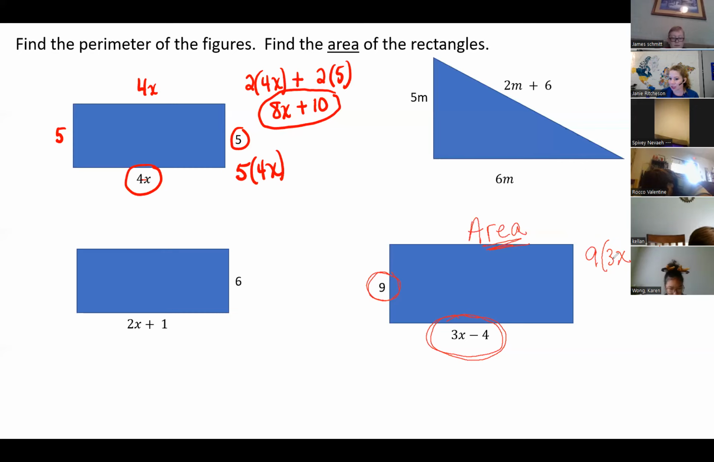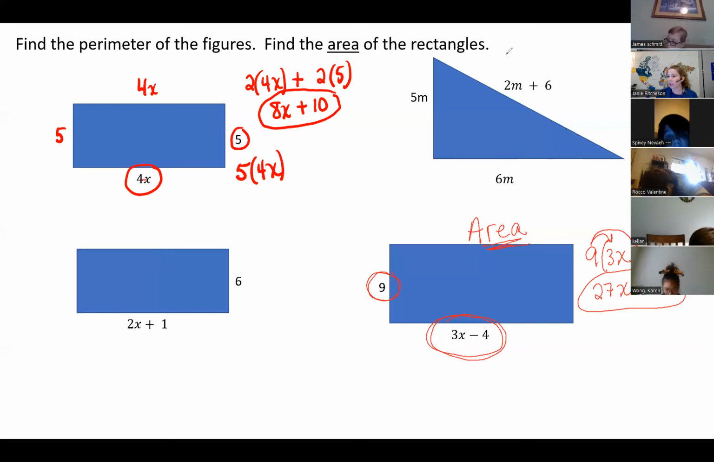Your sign is wrong. All right, 9 times 3x, you guys, 27x. And then is this 9 times +4? No. Your dad laughed. Yay, at least one person laughed. 9 times -4 is -36, you guys. 27x minus 36. Don't drop your variables or signs. Okie dokie.